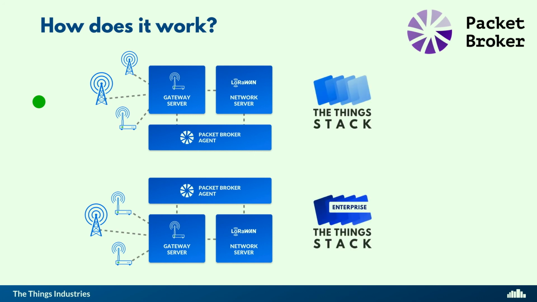And it can be either The Things Stack or The Things Enterprise Stack. Since the APIs are open, we welcome other LoRaWAN network server vendors to look at the API and to see if they should implement it as well. It's fully open. We would be very happy to work with other LNS vendors and to see them join the packet broker initiative.